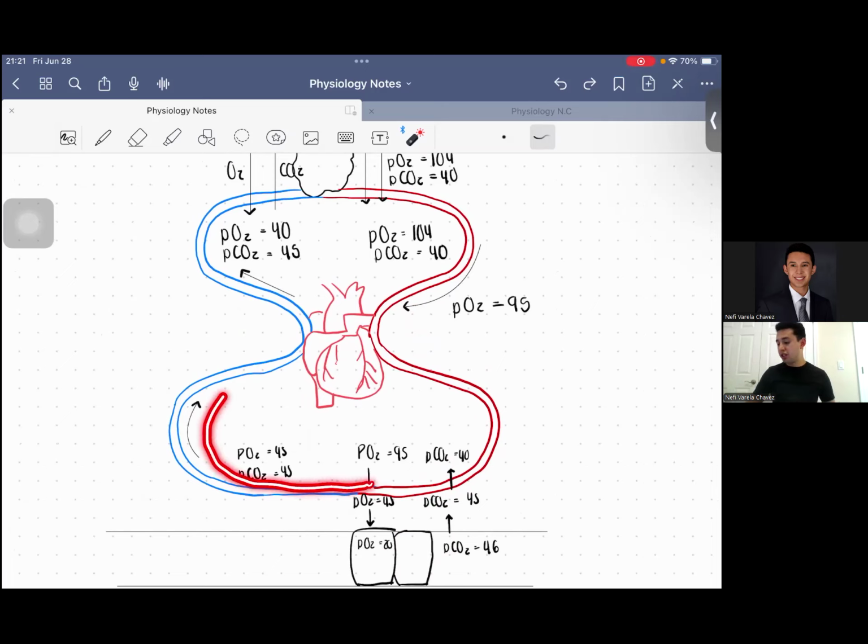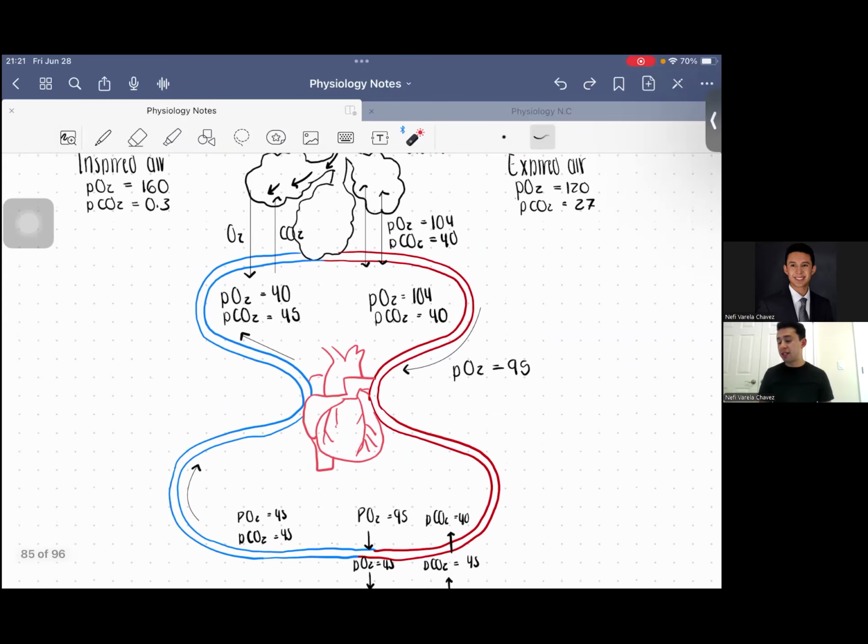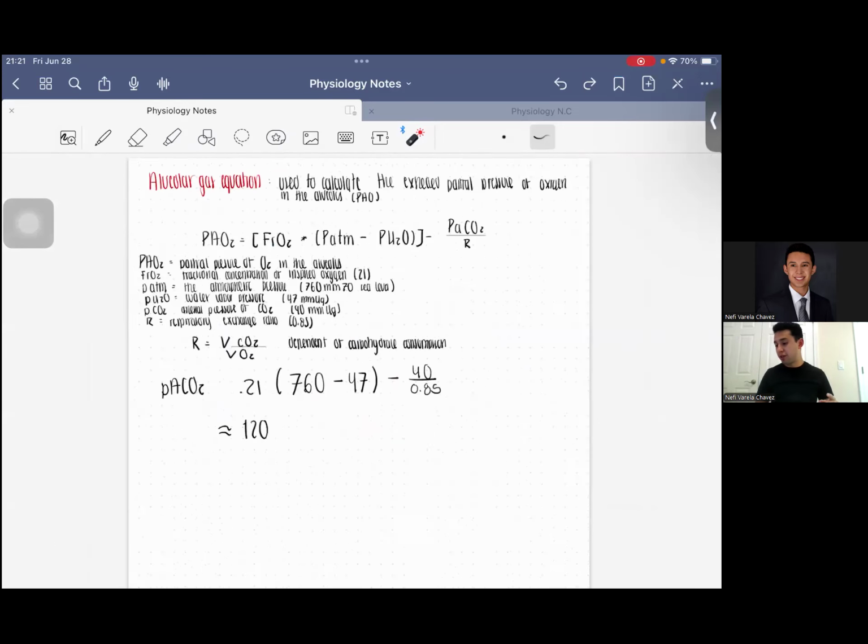Eventually, oxygen is going to drop to 45. Carbon dioxide is going to be maintaining 45 also at the point that we reach these capillaries where gas exchange is going to occur in between our alveoli and the vasculature. We're going to have these pressures, and we're going to see that exchange. Oxygen gets in, carbon dioxide gets out. So that's pretty cool how it works.